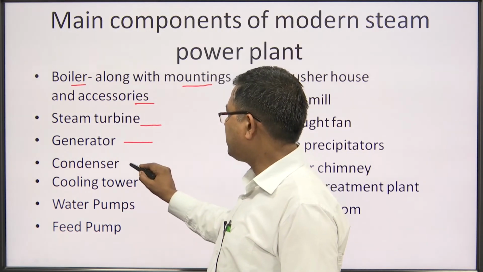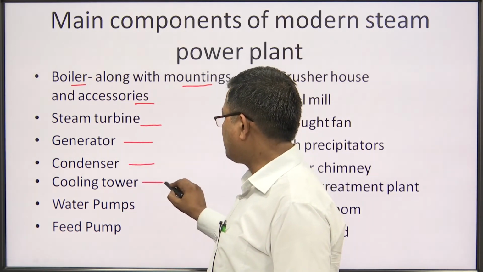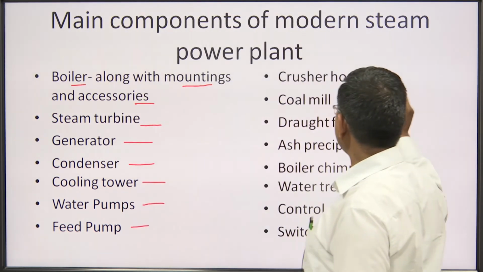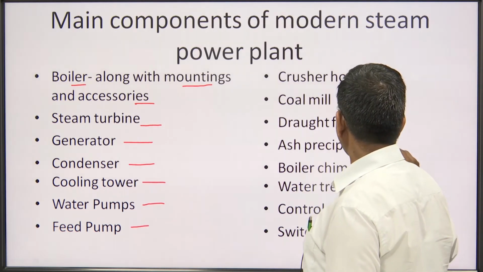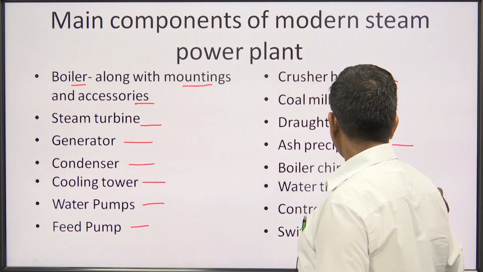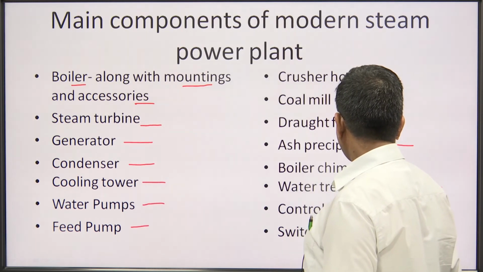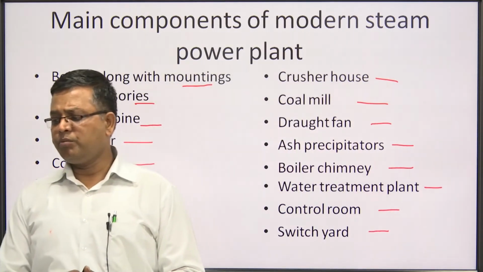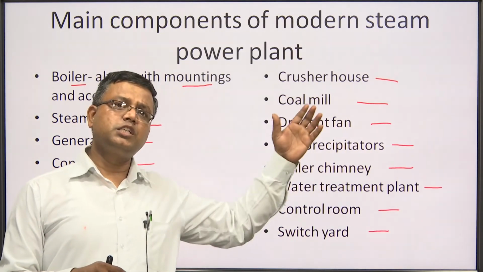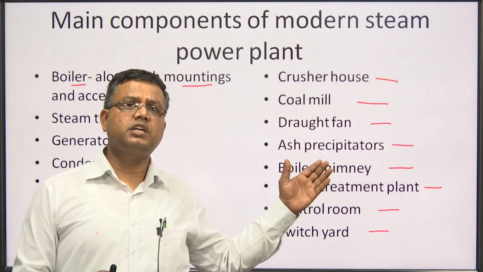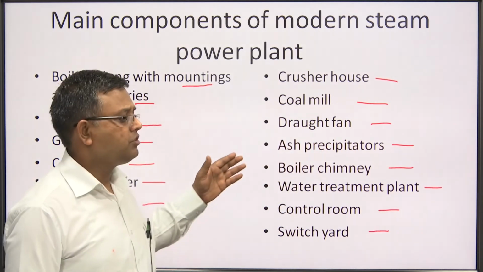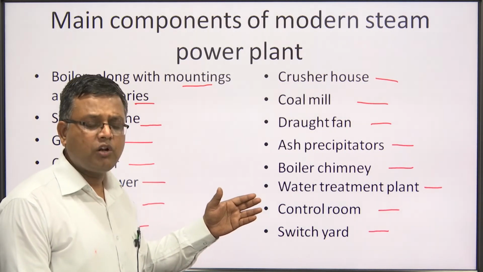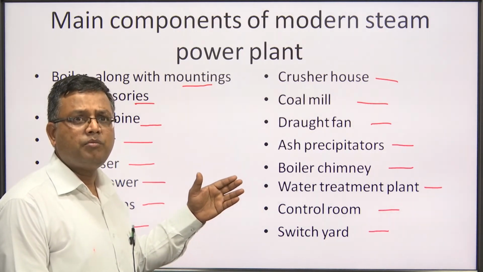We are using a generator, condenser, cooling tower, water pumps, feed pump, then crusher house, coal mill, draft fan, ash precipitators, boiler chimney, water treatment plant, control room, switch yard. This is not a complete list. This list is the main components of the modern steam power plant. Besides these, there are thousands of small parts which are used for the satisfactory working of the modern thermal power plant.